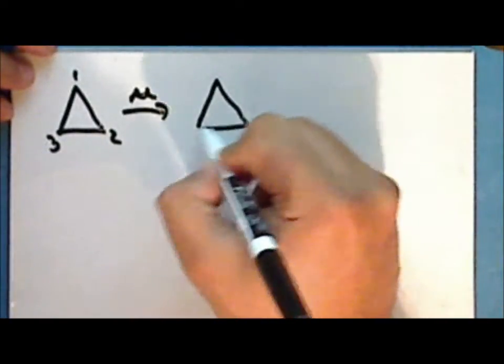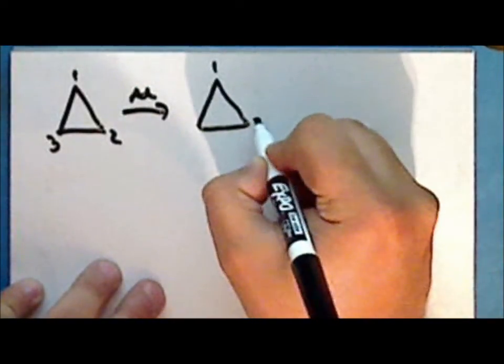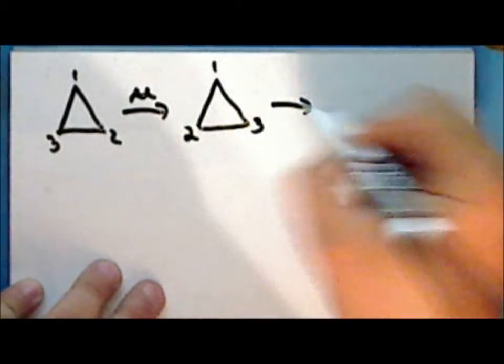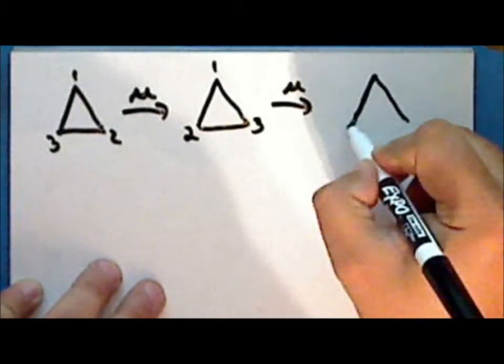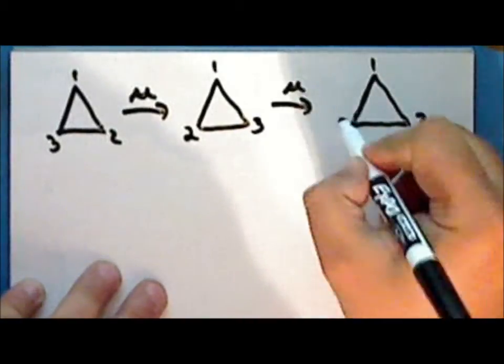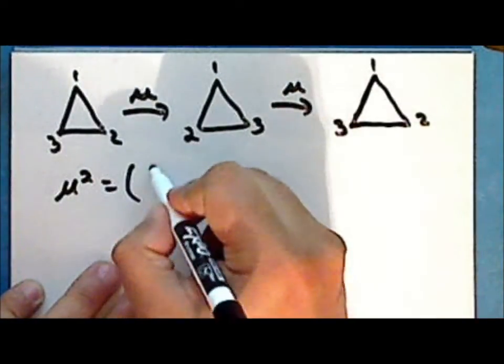So notice that if we apply the reflection twice, then the vertices are in their original positions, so that mu squared is the identity.